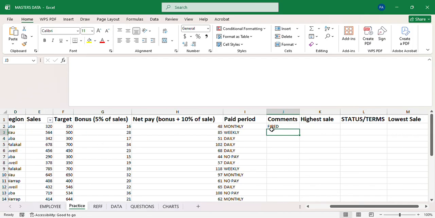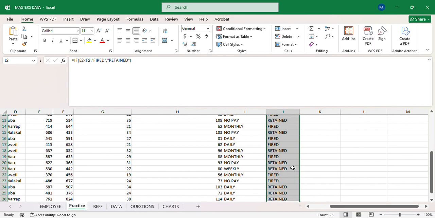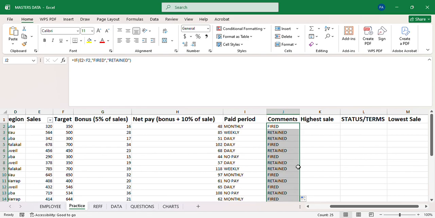Now the first person is fired because this person sells 320 and the target is 350. So obviously we are going to fire this person. This person sells 564 and the target was 500. So we are going to retain this person. And you see now, we know the kind of person that we are firing and the kind of employee that we are retaining.